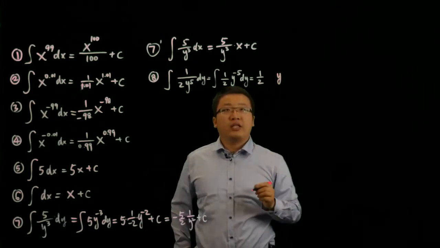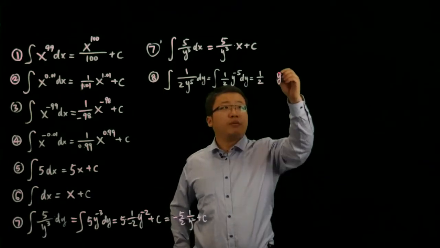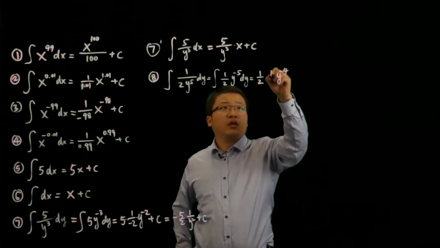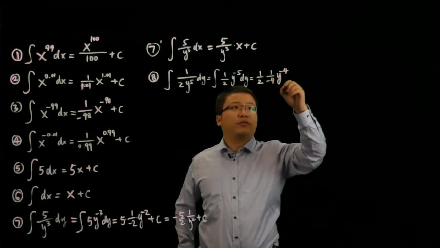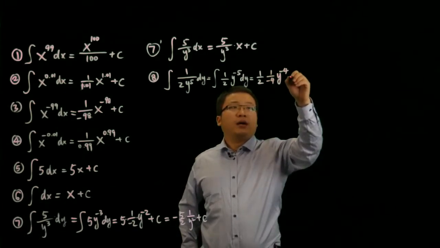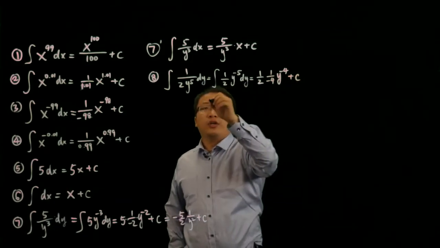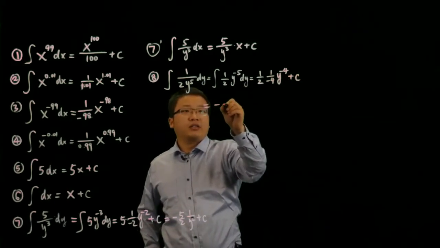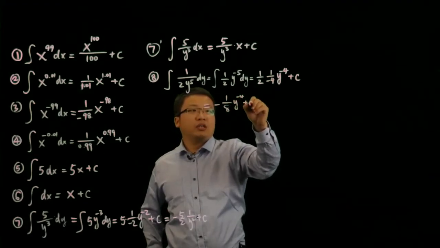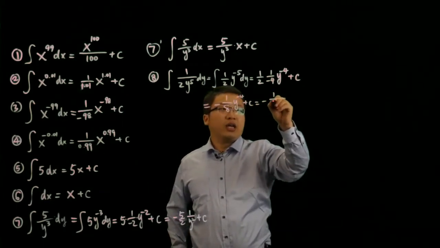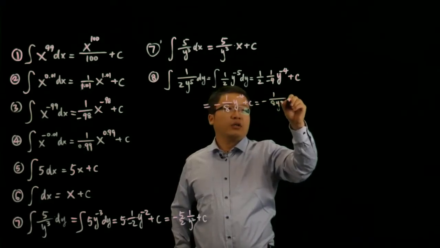And this is y to the negative 5. Now this is how you want to increase by 1. So it becomes negative 4, also divided by negative 4. Then making sure I have a plus c. You can rewrite or simplify this as negative 1 over 8 y to the negative 4 plus c. Or you can also write it as negative 1 over 8 y to the power of 4 plus c.